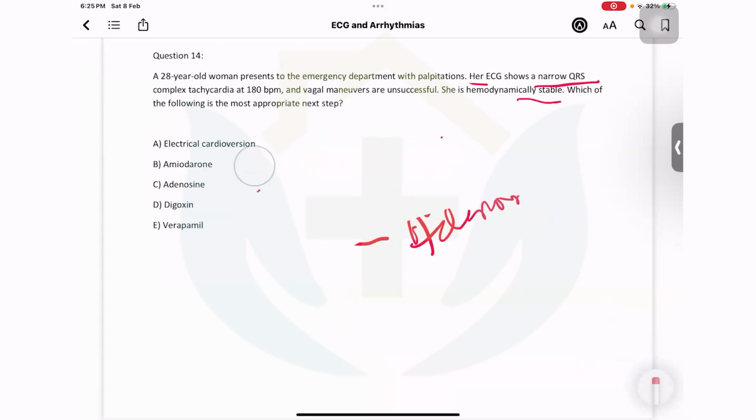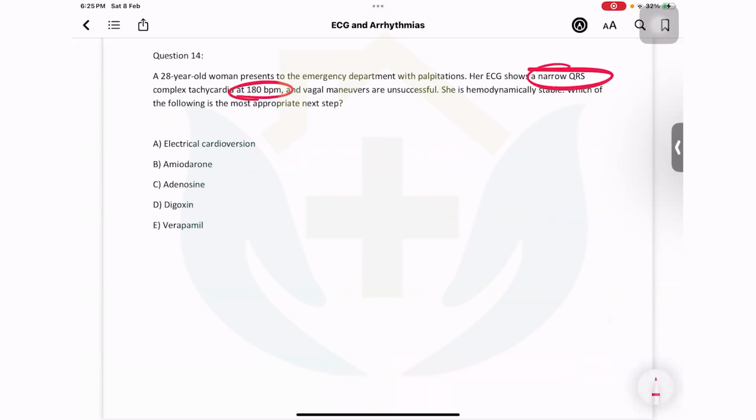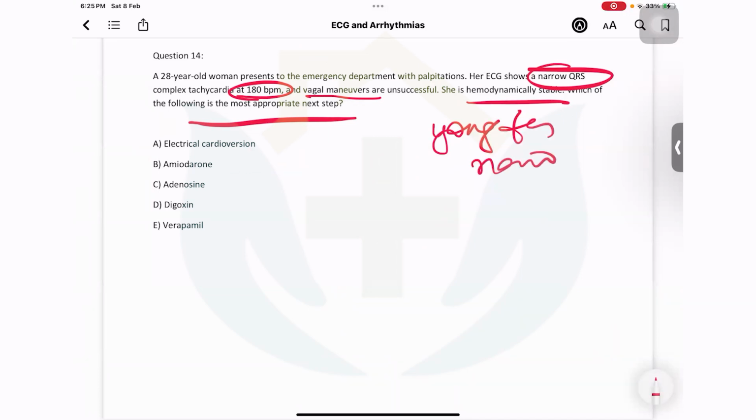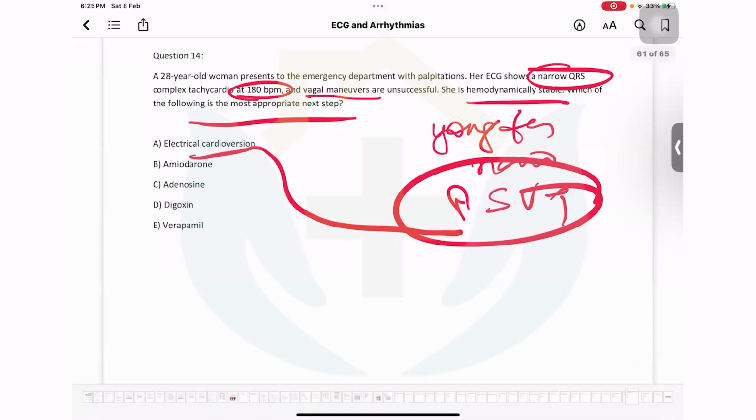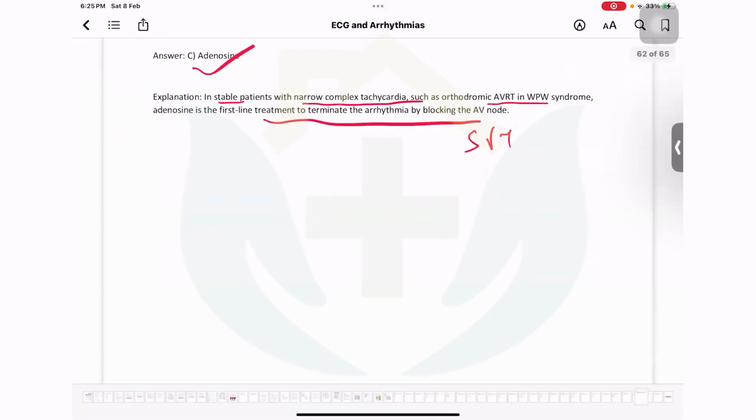A 28-year-old female comes to emergency with palpitation. ECG shows a narrow QRS with tachycardia 180. Vagal maneuvers done but unsuccessful. Hemodynamically okay. What will you do next? Adenosine. Yeah, young female, narrow QRS, likely PSVT. Treatment is adenosine.